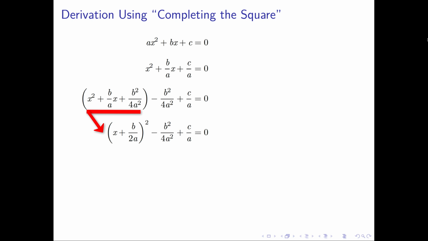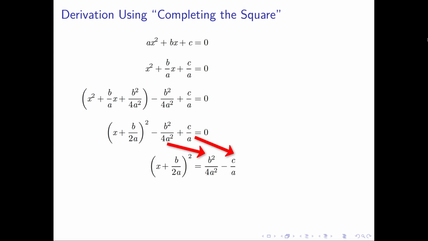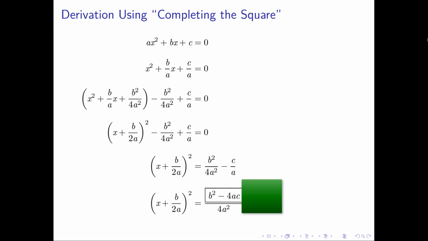Next, we factor the trinomial on the left. Then we add b squared over 4a squared and subtract c over a from each side of the equation. And then put the right-hand side of the equation all over the denominator 4a squared. Now I'd like you to look at this quantity, b squared minus 4ac, and just keep it in mind because we're going to come back to it in a little bit.